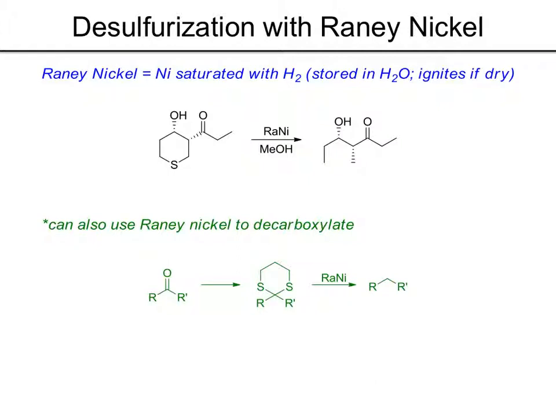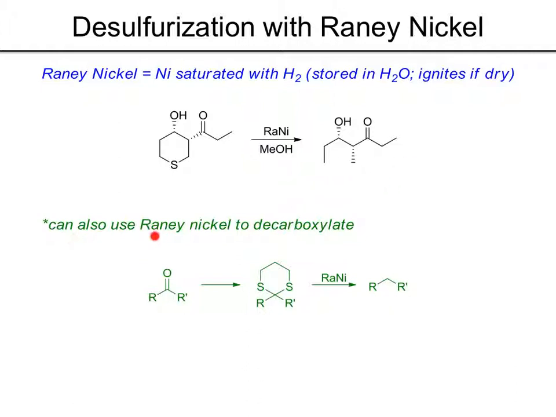Now let's look at desulfurization with Raney nickel. Raney nickel is nickel saturated with hydrogen, and it's stored in water. It ignites if it's dry. It is great for converting carbon-sulfur bonds and reducing them to carbon-hydrogen bonds. So for example, in this case, we've removed both carbon-sulfur bonds and reduced them to carbon-hydrogen bonds.